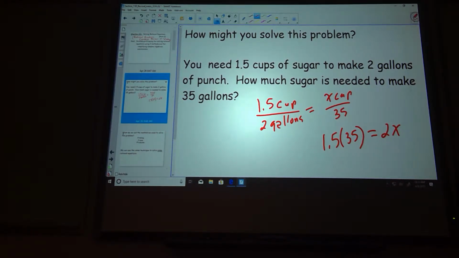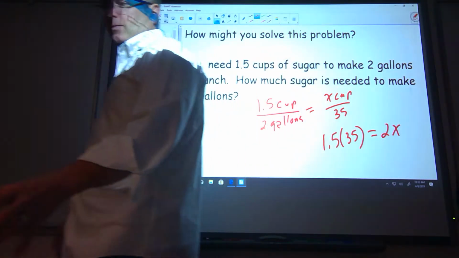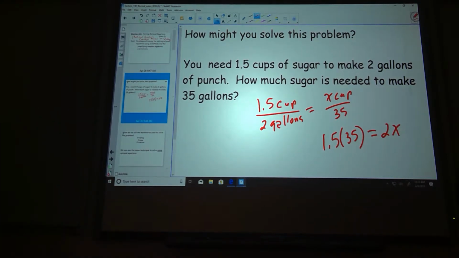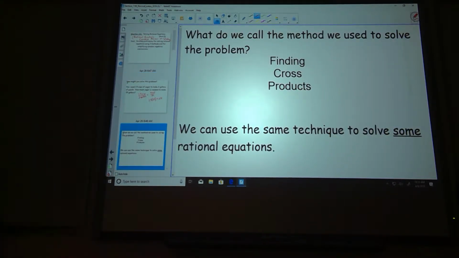Why would you want to make 35 gallons unless you're like doing some cult stuff? It's a big party. Big party. All right.